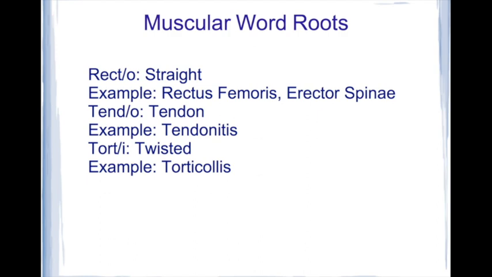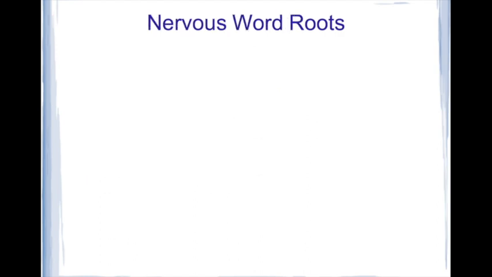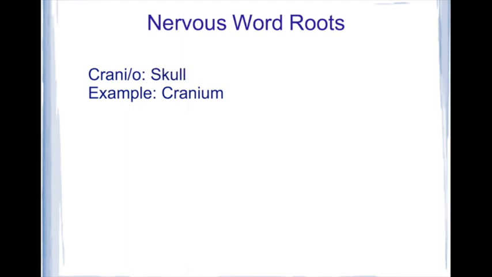Okay, nervous word roots. Cranio. An example is cranium. The cranium is part of what region of the body? What portion of the axial skeleton is the cranium a part of? It's a part of the skull. Okay, so cranio pretty much refers to skull. Now the skull is all of the bones together, but cranio specifically refers to the parietal, frontal, temporal, and occipital bones, the region that really helps to protect the brain. Okay.